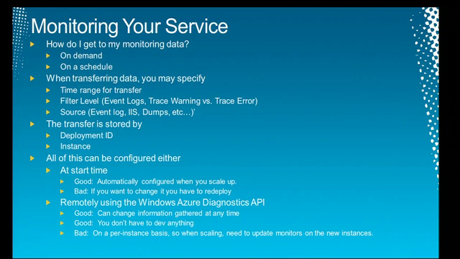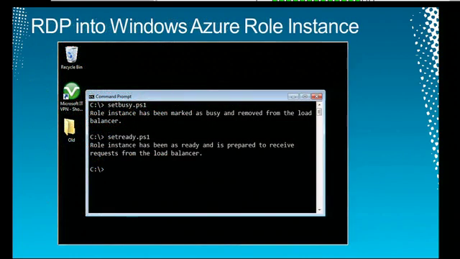You can choose a time range for transferring data. You can filter it based on event logs, if it's a warning, if it's just an exclamation point, hey, this thing happened here, right? And as I mentioned before, you can configure it at start time. That's good because it's automatically configured when a role starts up and nobody has to do anything, but it's bad if you want to keep changing it because you've got to redeploy the app. Or you can use the API, and there are third-party tools that do this as well. So the MMC is just one aspect of a third-party tool that allows you to do it.